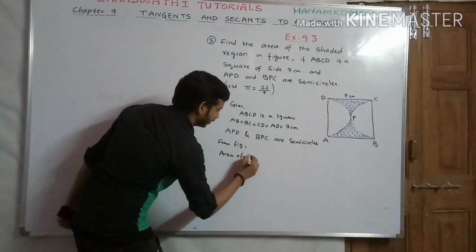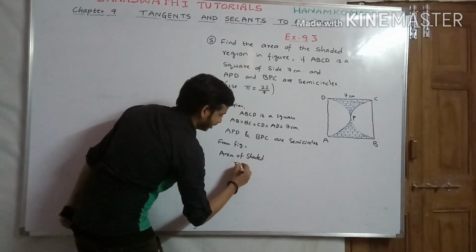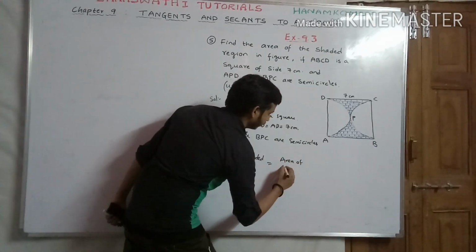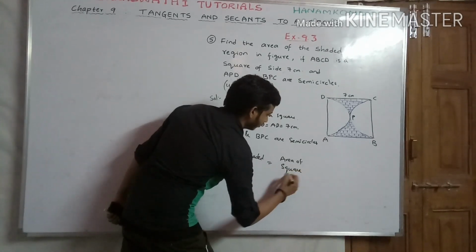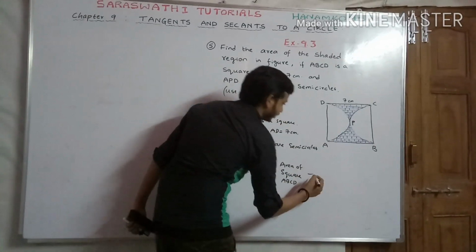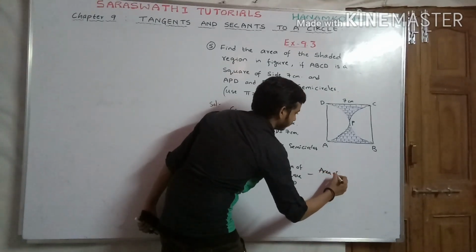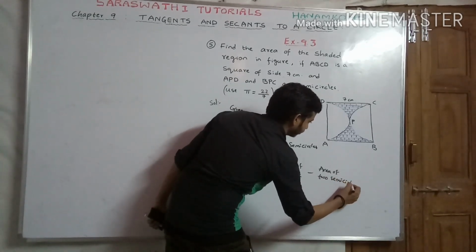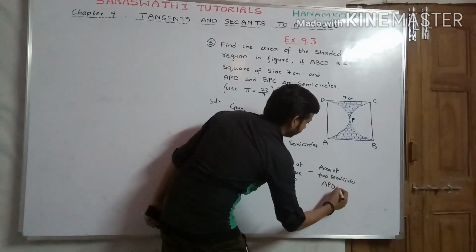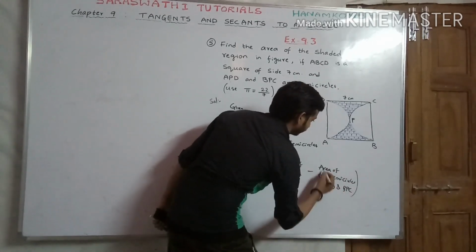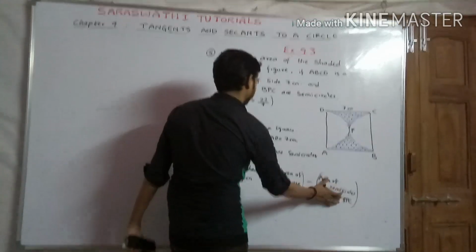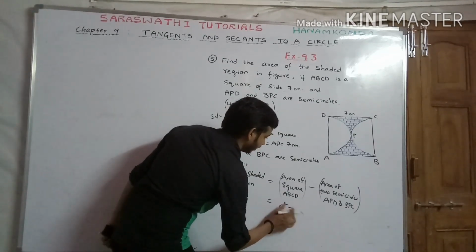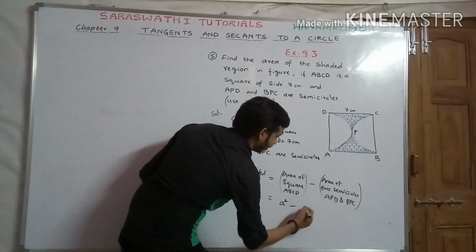So from the figure, area of shaded region equals area of square ABCD minus area of two semicircles APD and BPC. If we subtract the area of two semicircles from the area of the square, we can get the area of the shaded region. Area of square is a square, where a is the side of the square, minus area of two semicircles.